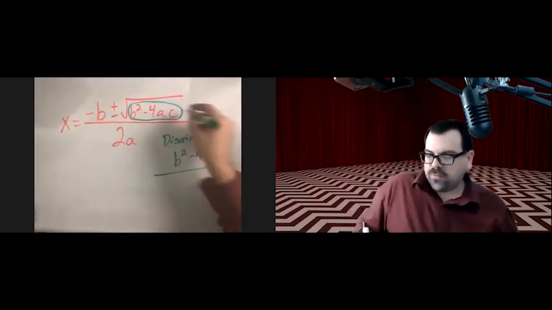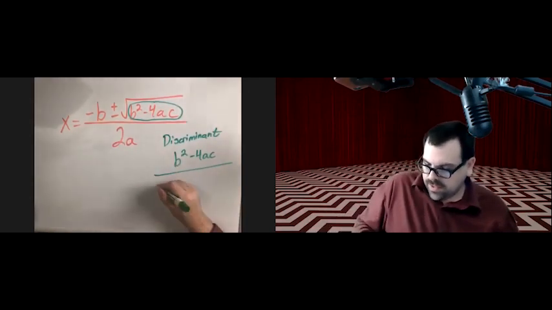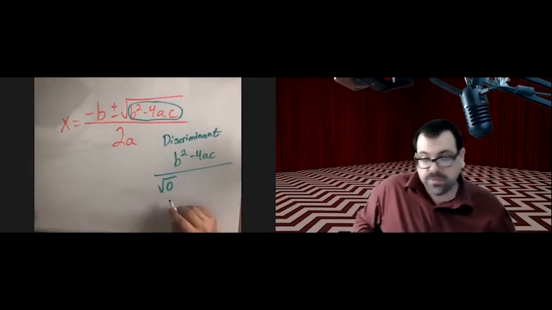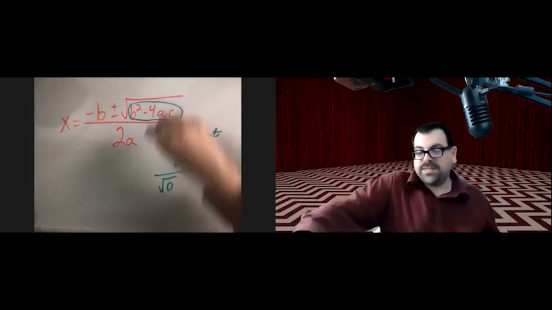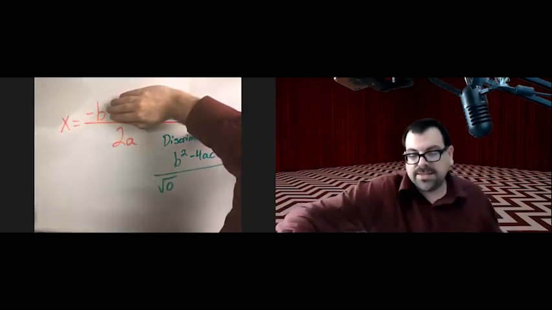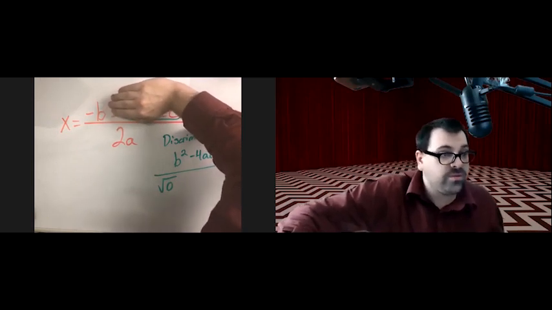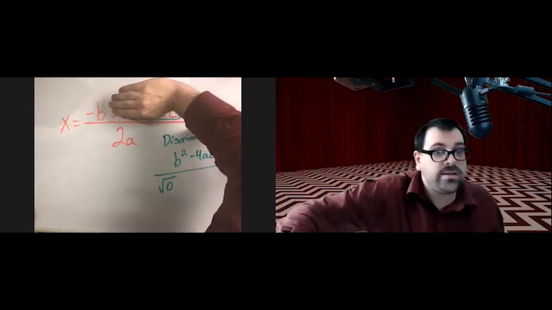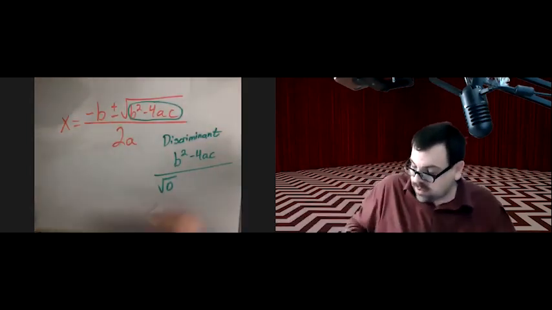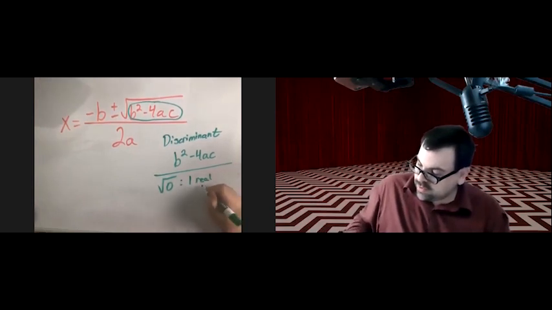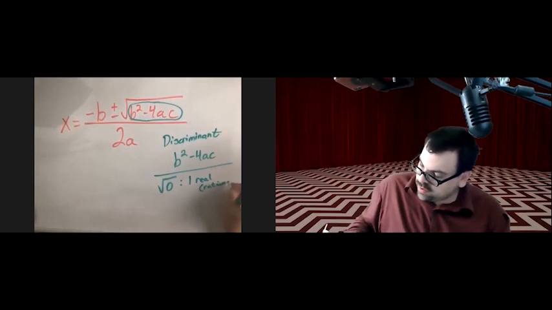Imagine if it was 0. If we had 0 under the square root. Well, the square root of 0 is 0. Plus or minus 0 would just give us one answer. In fact, that answer would be negative b over 2a, but one single real rational answer. One real, and it will also be rational.